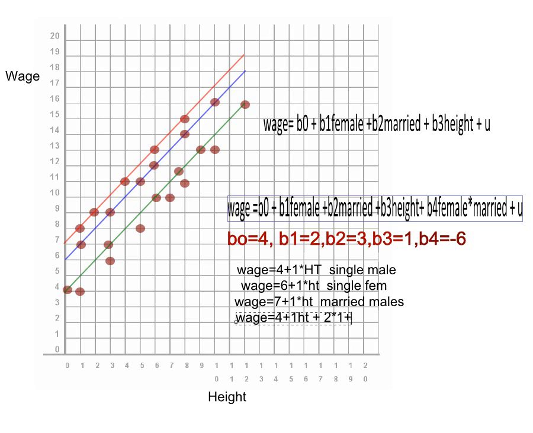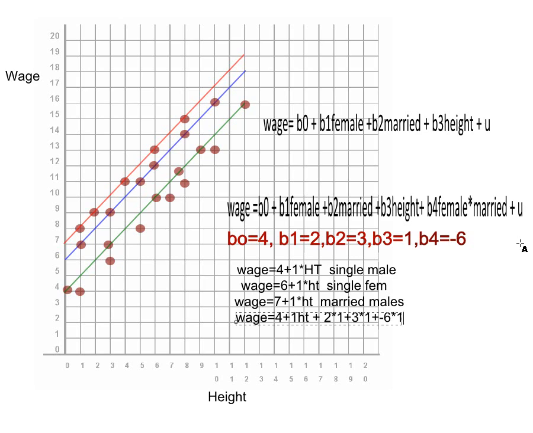B2 is 3, that's our estimate, times this person is married, so plus 3 times 1. Since this person is female and also married, the female dummy variable is 1, and the married variable is also 1. The interaction is 1, so we have to add in B4, which is minus 6. So plus minus 6 times 1, since that interaction dummy variable's value will be 1.